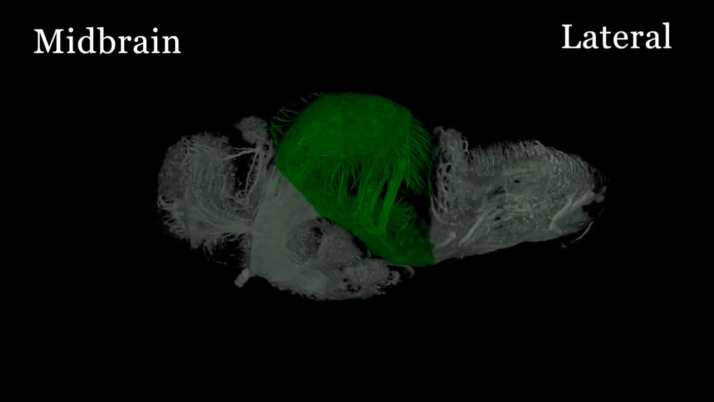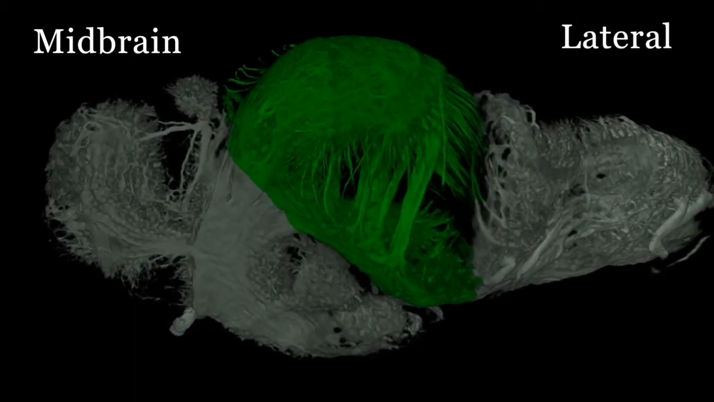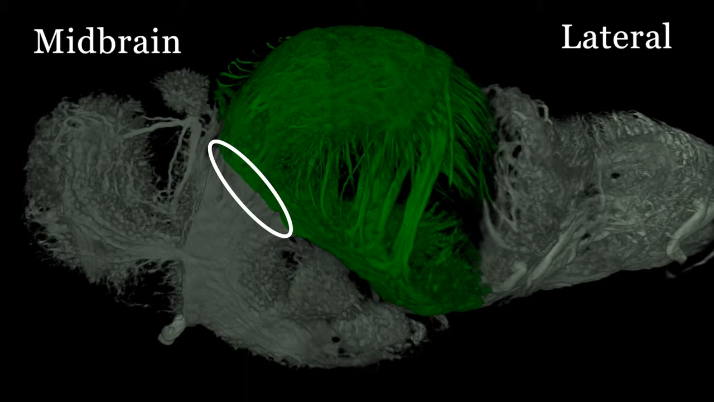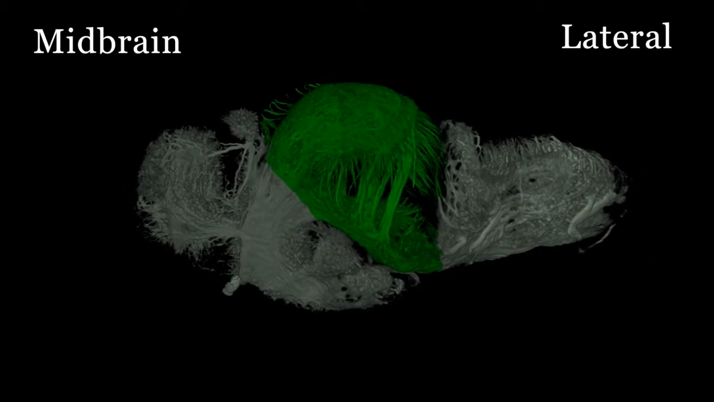In this lateral view of the midbrain, you can see the optic tract providing input into the tectum, as well as tracts connecting the tectum to the rest of the brain. The caudal boundary of the ventral midbrain is well defined.